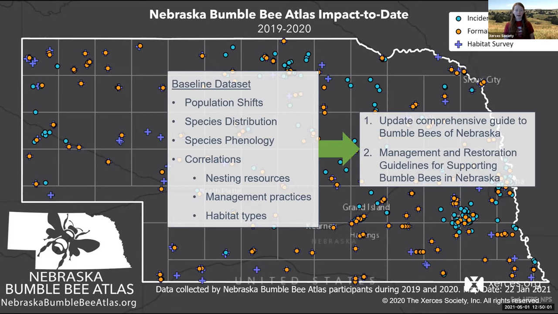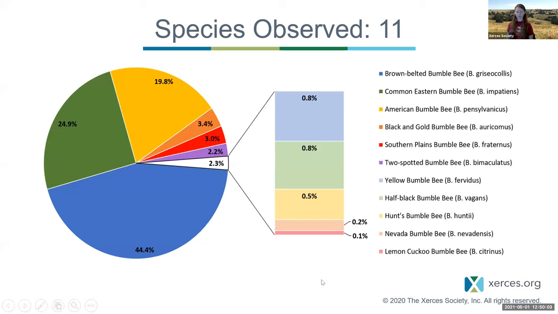And when we look at the progress of what we've observed so far, we've detected 11 species, and it's estimated that Nebraska has about 20. And we're missing a few species that are typically only found in western Nebraska. So that's why the priority region for this sampling season is to get out west and see if some of these species still exist here.